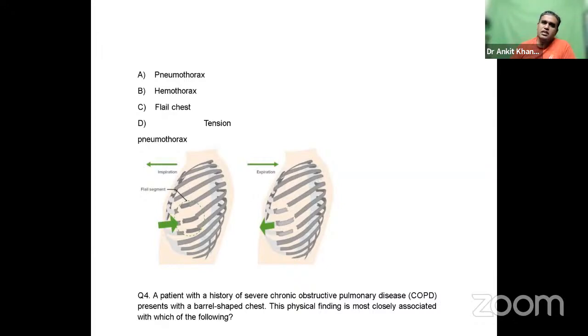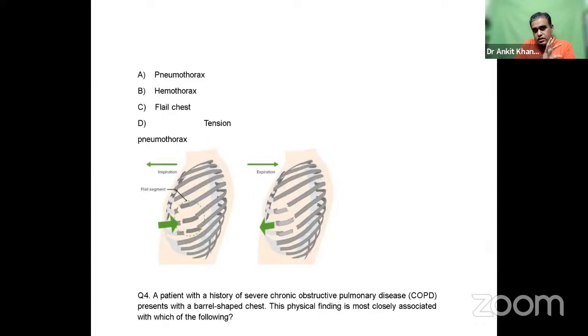Where with each cycle of respiration, more air is actually coming into the pleural cavity, not the lungs. So in tension pneumothorax is what? Air in the pleural cavity. The upper two options, first and second, pneumo and hemothorax, are air and blood in the pleural cavity. Tension pneumothorax is rapid involvement of air inside the pleural cavity.